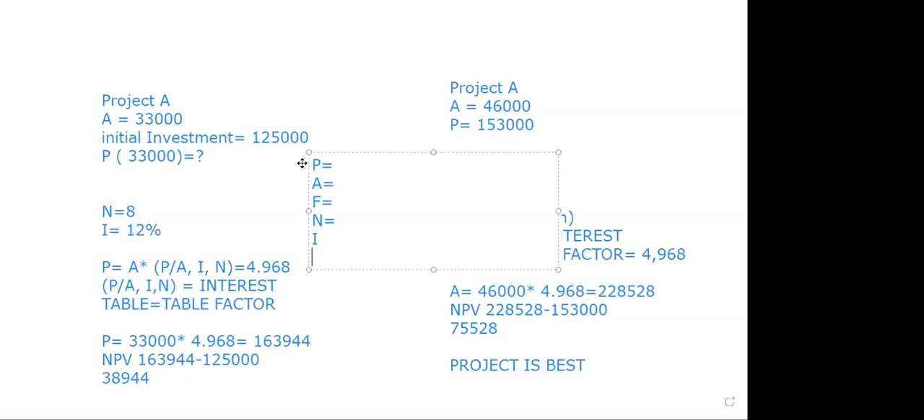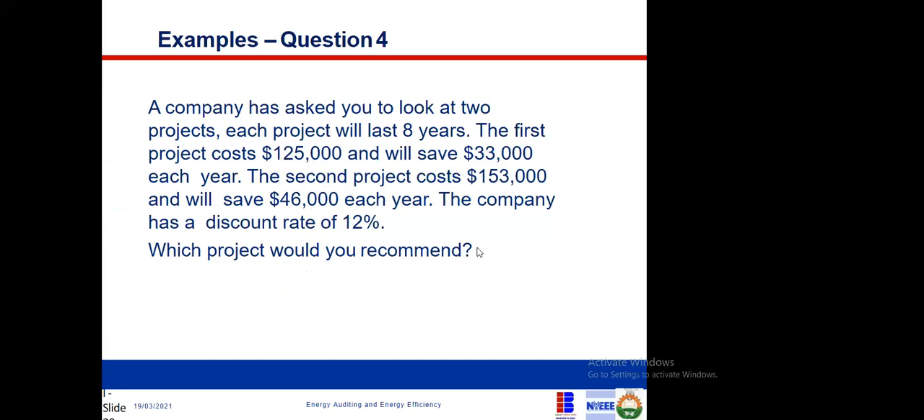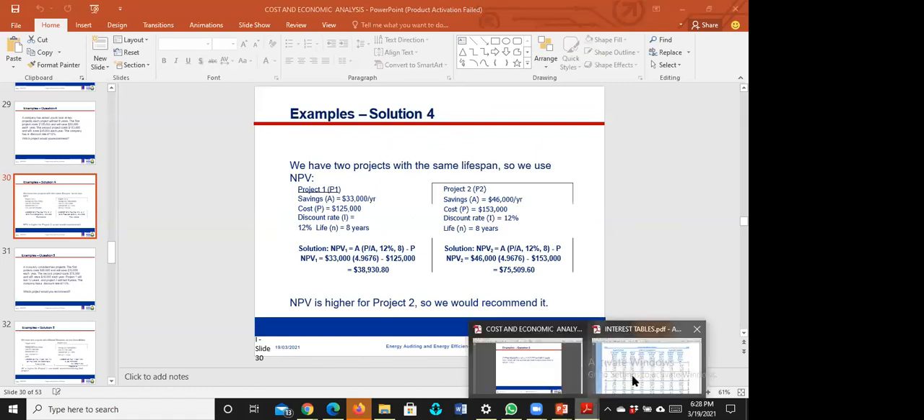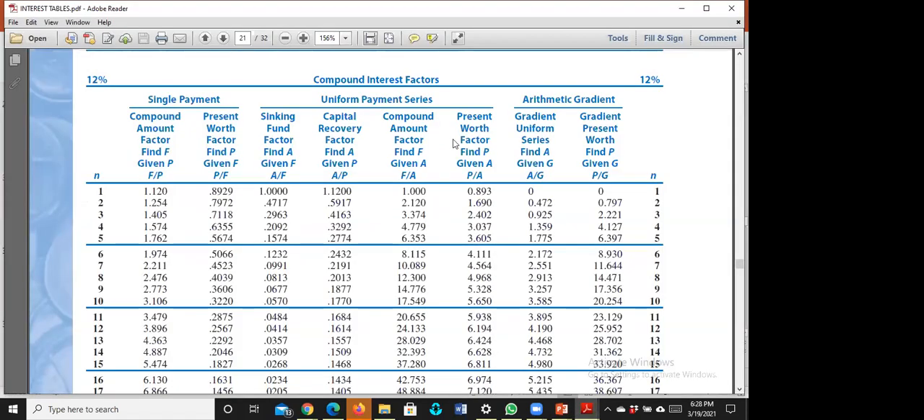Then we say that out of these five, two are fixed, N and I are fixed. And then two out of the three will be given. You must know P and A, or A and F, or P and F. And that is why when you now go to your table, the table is giving you the six options you have.